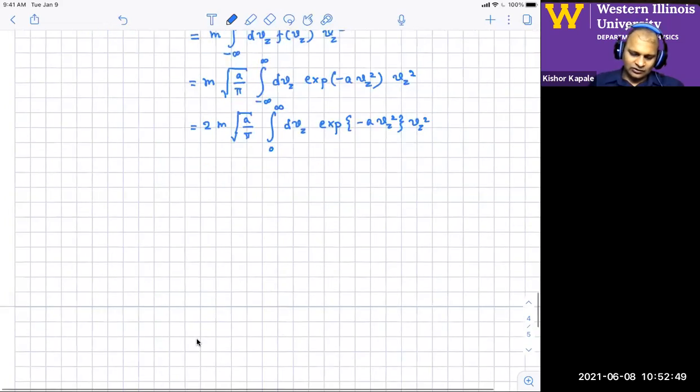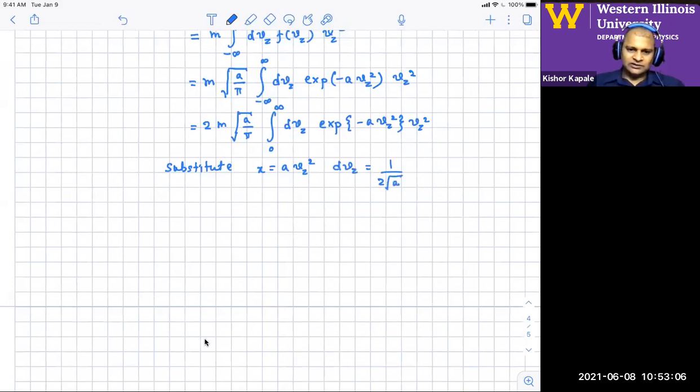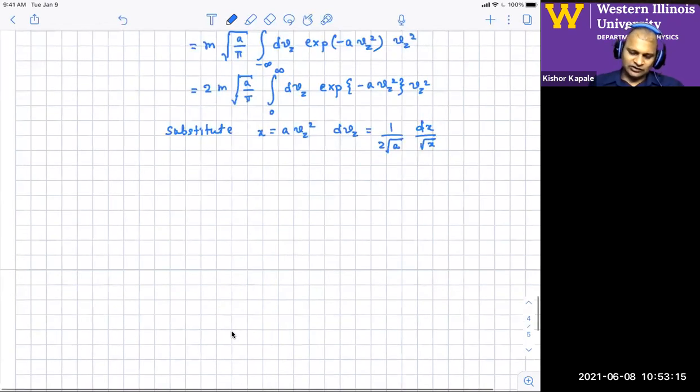Okay, so how to do this integral? You just substitute x is equal to a vz squared, and dvz is going to be 1 over 2 root a times dx over root x. So just helping you with one of the Gaussian integrals. This kind of integral can be done using Feynman's method, which uses derivatives, but we will work on that later. That will be a kind of mathematical primer we will look at later. So this part is all the same, and then we have the value of the integral.